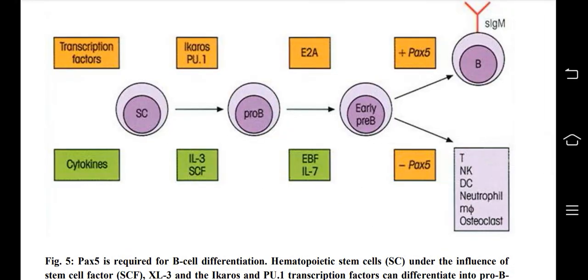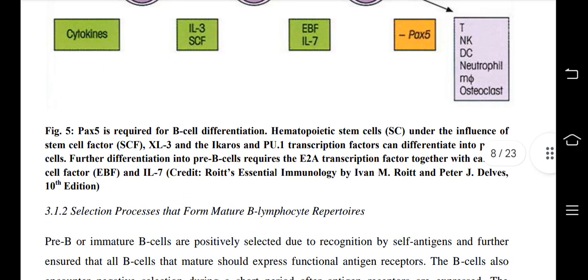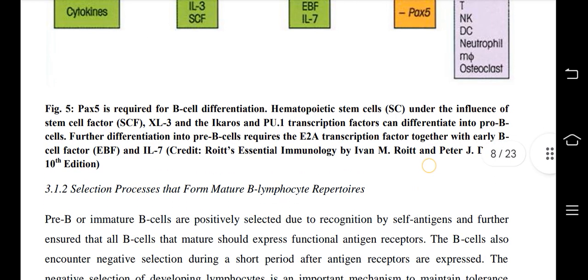Transcription factors: Ikaros, E2A, PAX5. Cytokines: SCF, IL-7. Early pre-B, T, NK, DC, neutrophil, macrophage.